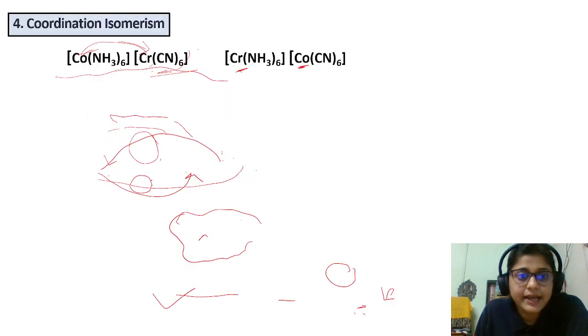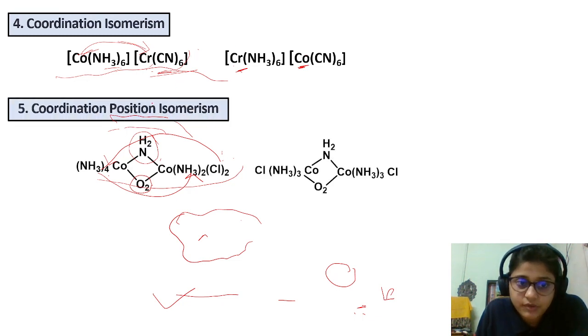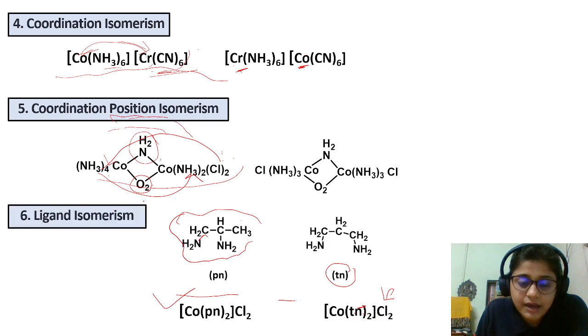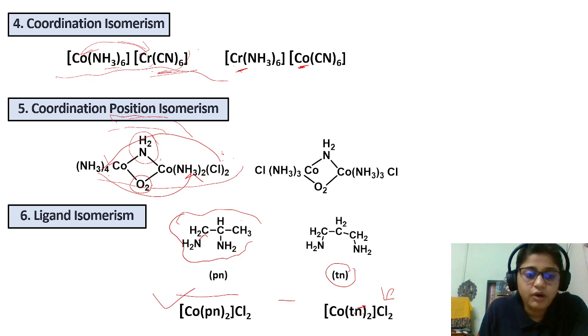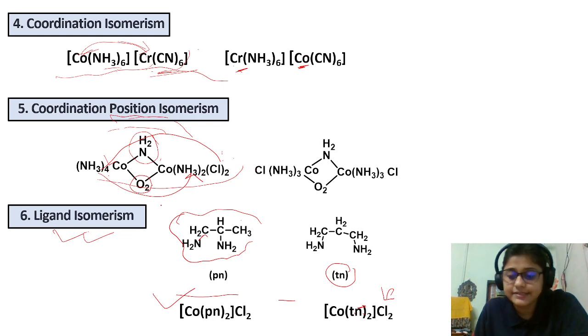Okay, and here coordination isomerism, the positively charged and negatively charged coordination spheres are there, and only the metal ion is exchanging. Okay, coordination position is for bridging ligands, bridging compounds and bridging complexes, and ligand isomerism, in the name itself it is written. This is based on the isomerism in the ligands.